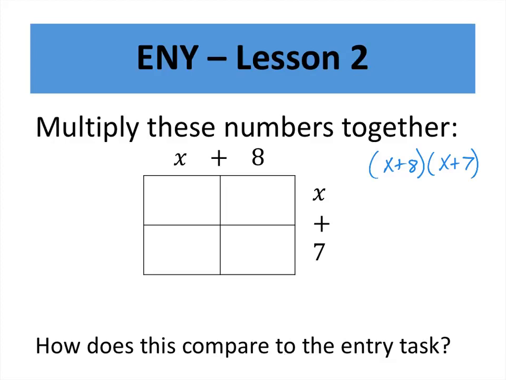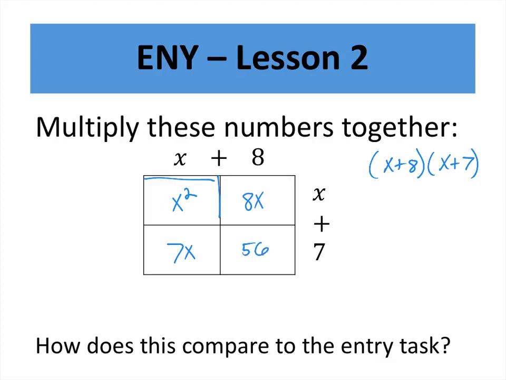Hopefully you've had a chance to pause the video. This is length x. Length x, we fill in x squared. 8 times x is 8x. X times 7 is 7x. And 8 times 7 is 56. And then here we have to combine like terms.